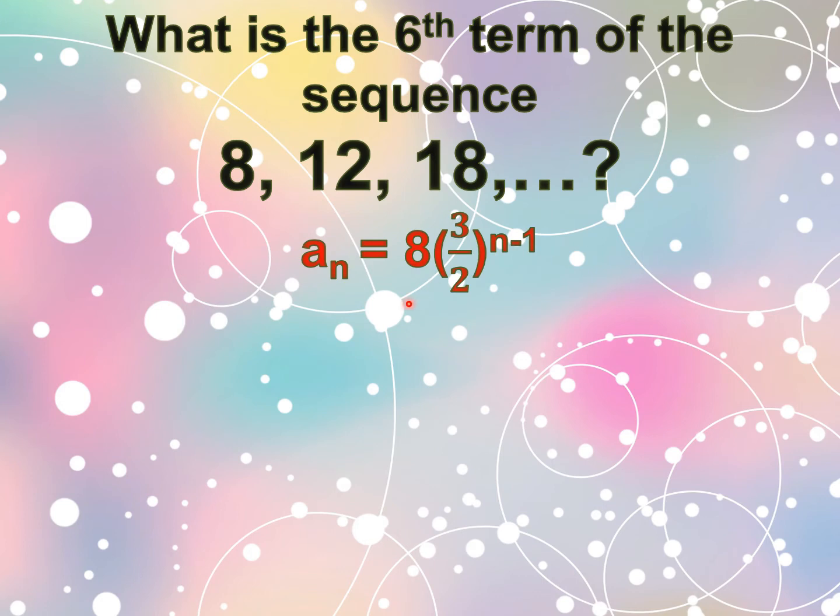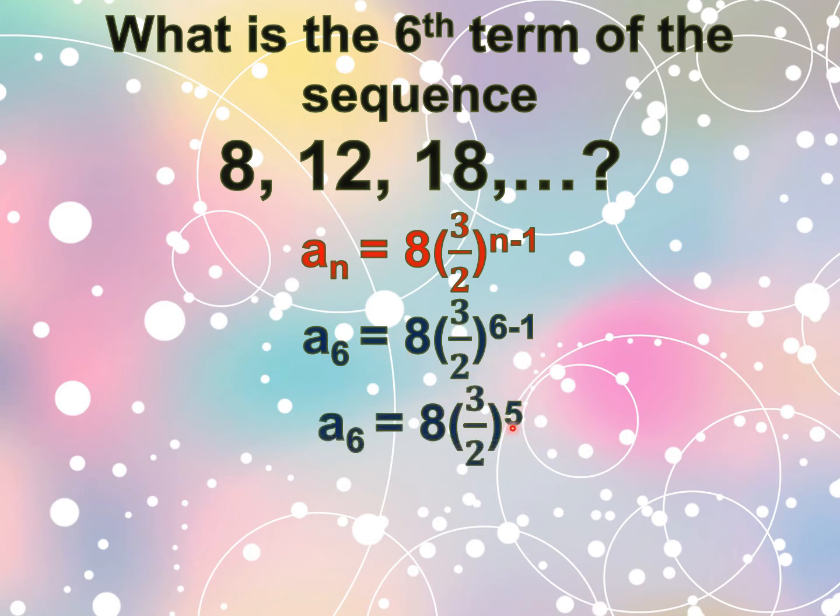So, from the nth term rule, a sub n is equal to 8 times (3 over 2) raised to n minus 1. Let's now replace the value of n, which is 6, because we are looking for the 6th term. So, a sub 6 is equal to 8 times (3 over 2) raised to 6 minus 1. And 6 minus 1 is 5. So, we now have (3 over 2) raised to 5.